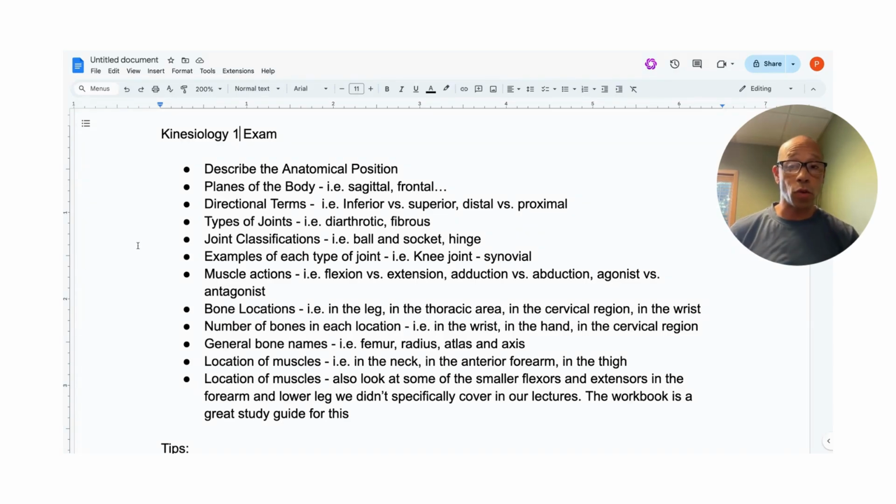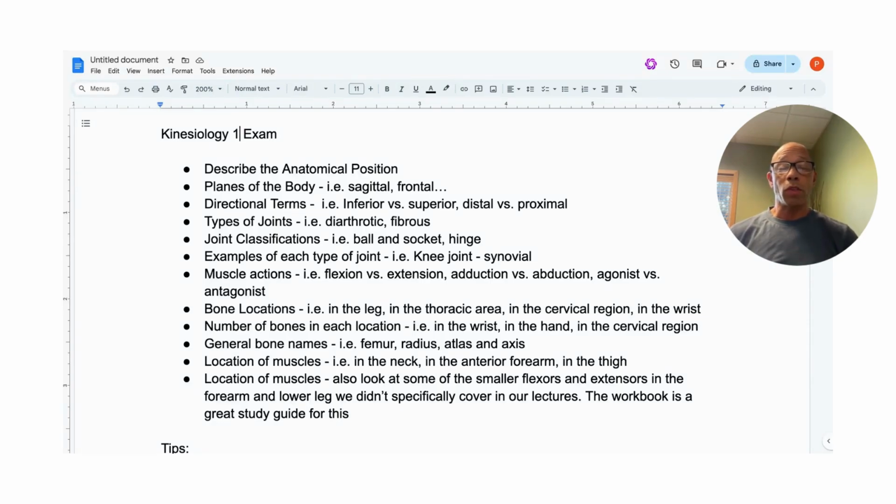And then classes of joints. So you'll be asked, what is the shoulder joint? Is it a diarthrotic, synovial joint? What is it? Is it a fibrous joint? Or an example of a fibrous joint is. And then we have examples of each type of joint too. So again, I kind of referenced that already. The knee joint is a synovial joint. Or the elbow joint is, or the sutures in the skull are this type of joint.